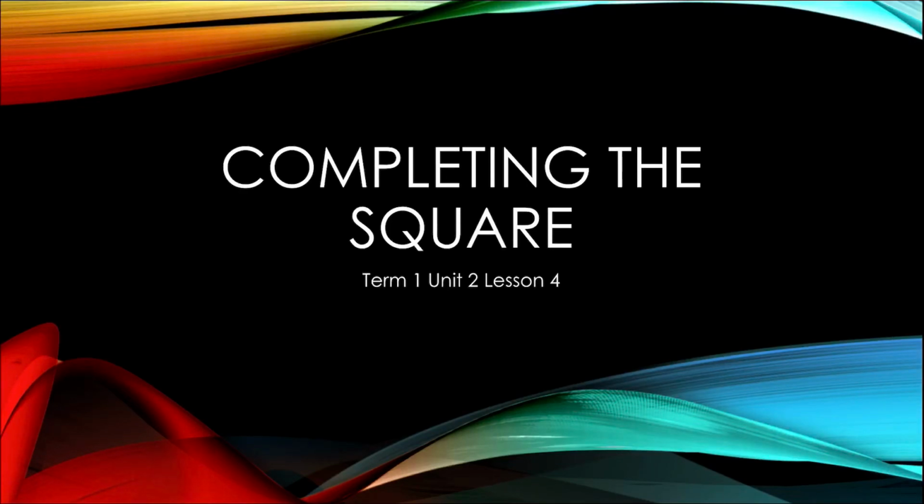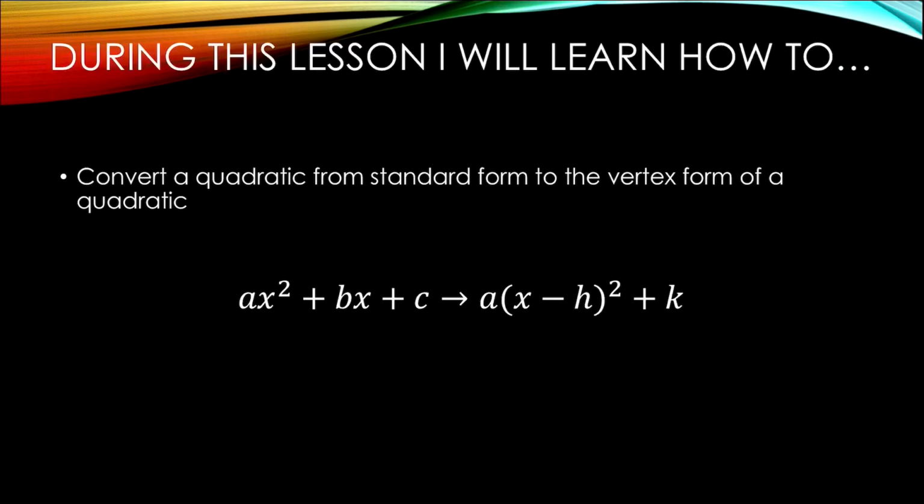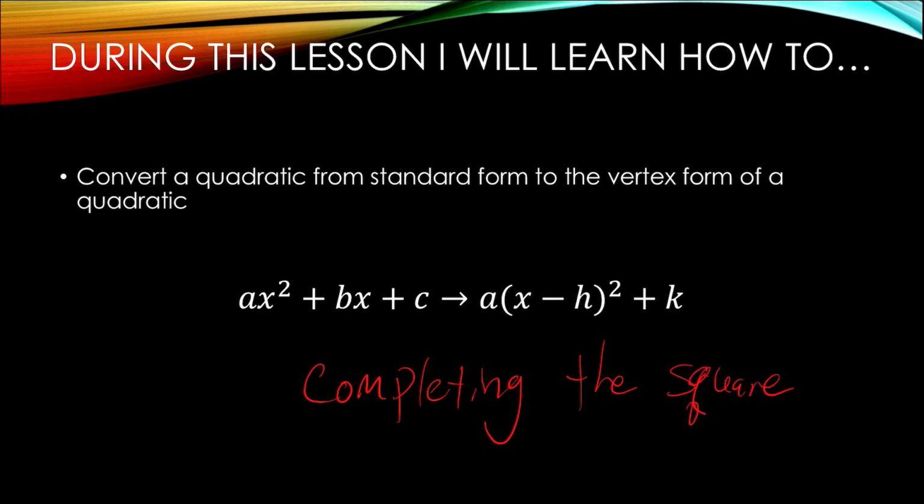This is going to be the fourth lesson in Unit 2, and we're going to talk about how to create a perfect square, like what we talked about last time. During this lesson, you should be learning how to convert a quadratic from standard form to vertex form of a quadratic, and the process behind that is completing the square.